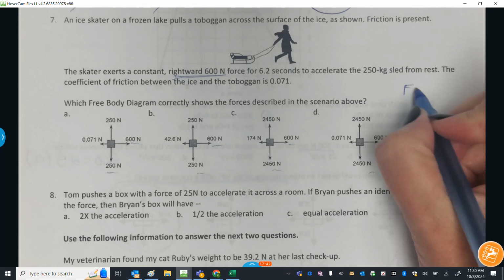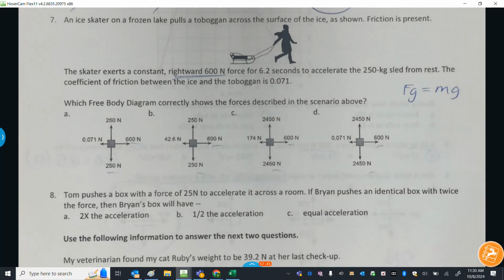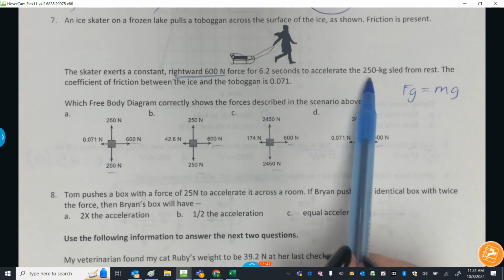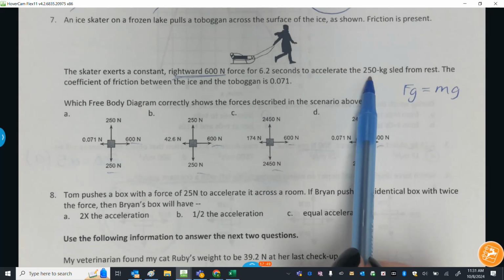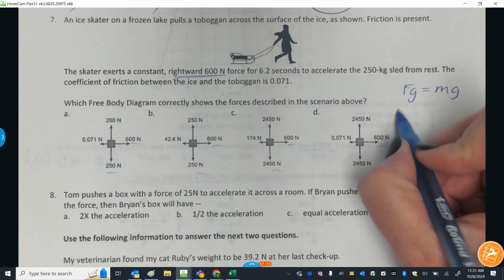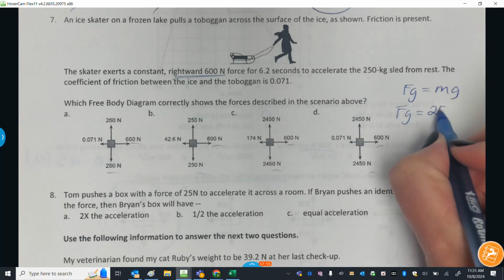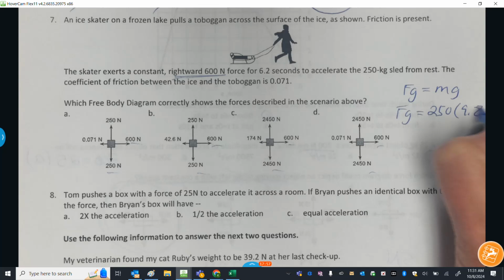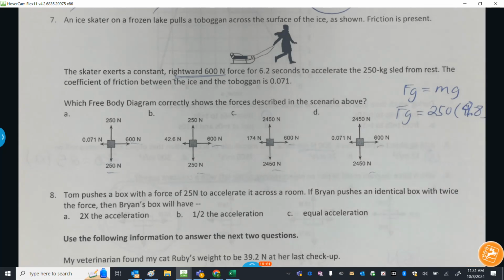FG is M times G. If I read the question, the mass of the sled is 250 kilograms, and I know that's a mass because kilograms is a mass unit. So the weight should be 250 times that 9.8. Okay, technically negative 9.8, that's why the arrow's down. But I'm going to get the magnitude. 250 times 9.8 gives me 2,450.